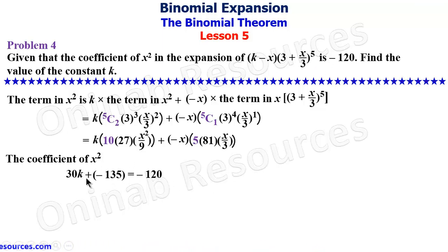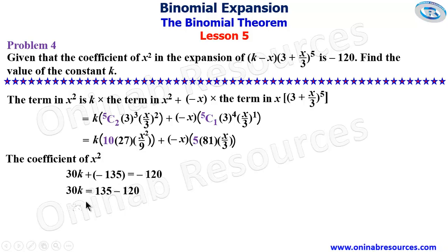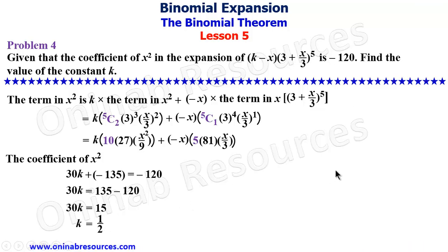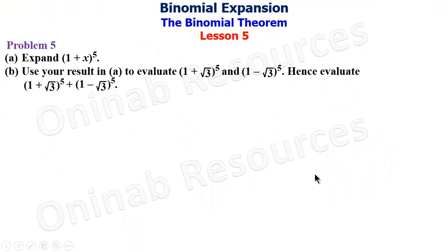So solving this equation, we have 30k. We take this negative 135 to the right hand side. It becomes 135 positive, then minus 120. So we have 30k is equal to 15. Dividing both sides by 30, k is equal to 1 over 2. And that's all for problem 4. We then go to problem 5.